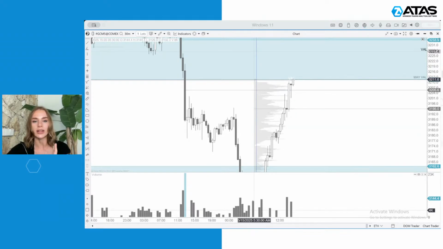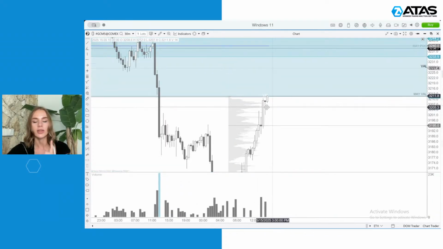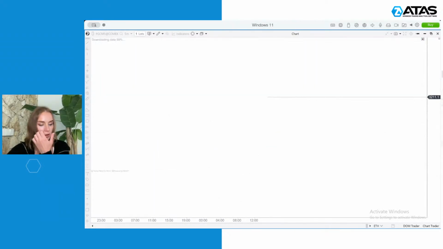And now I know that I shouldn't be entering short yet because we just broke the point of control of this high volume candle. And the price is most likely going to continue to the upside from here. So this allows me to say, hey, this is a bad entry yet. I'm not going to be taking it yet. Great. That's important information. We go on the 5-minute time frame.